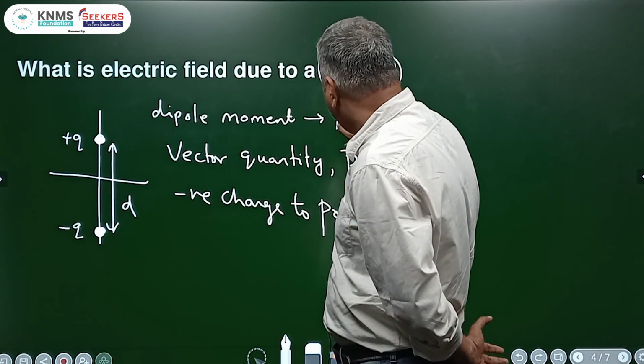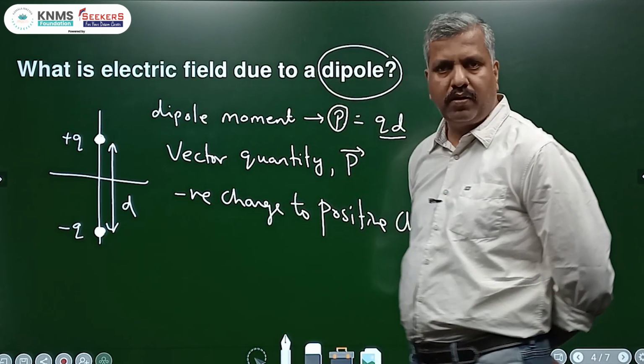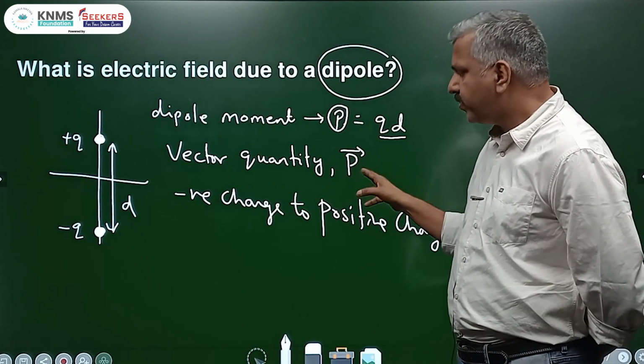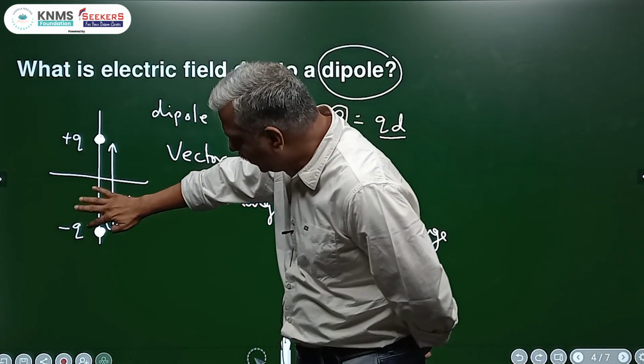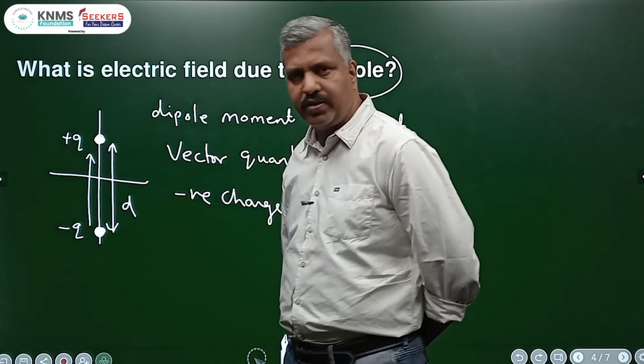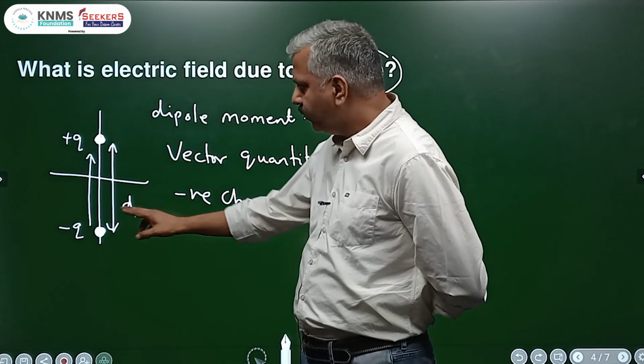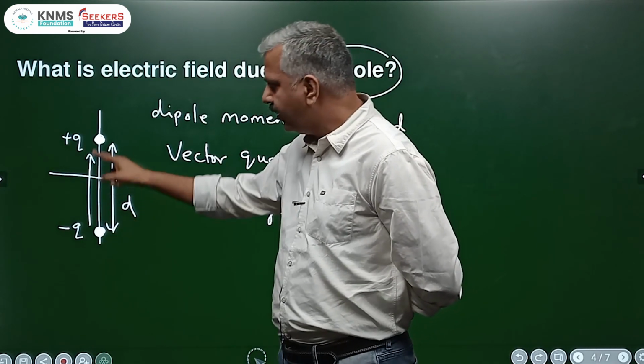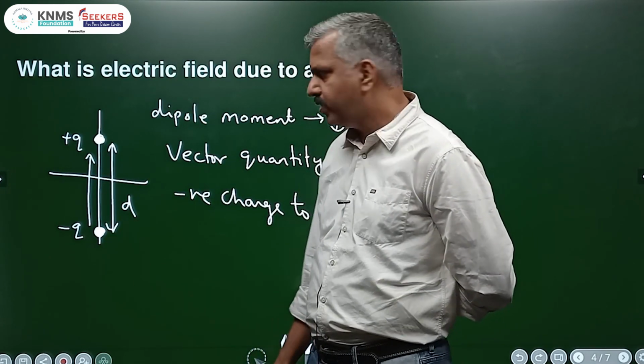The dipole moment is represented by p, and it is a vector quantity. The direction of the vector will be from the negative charge towards the positive charge. I hope you get it. The direction of the electric dipole moment is from the negative charge towards the positive charge.